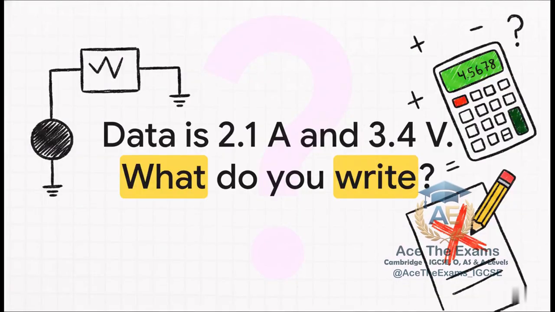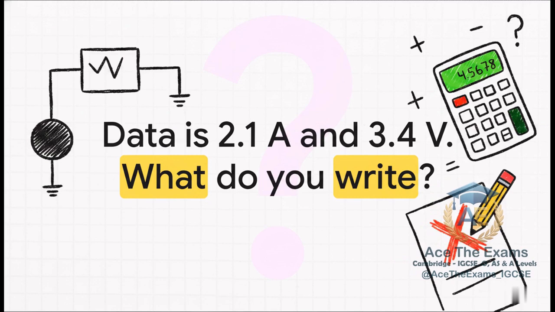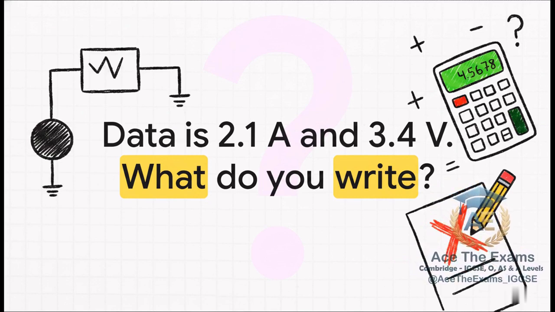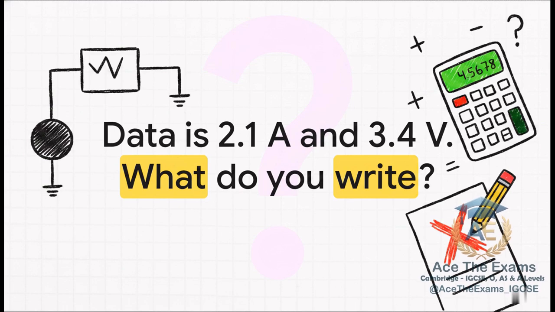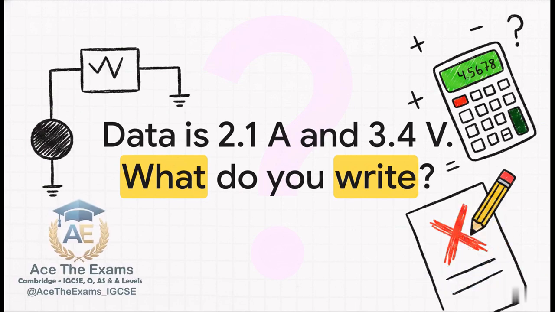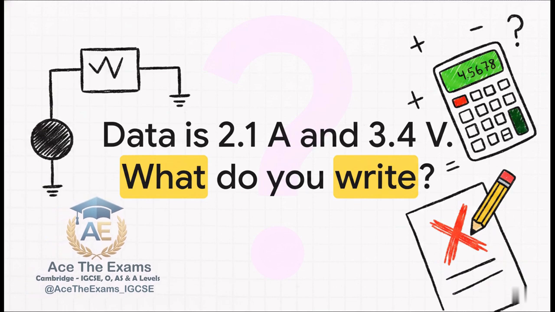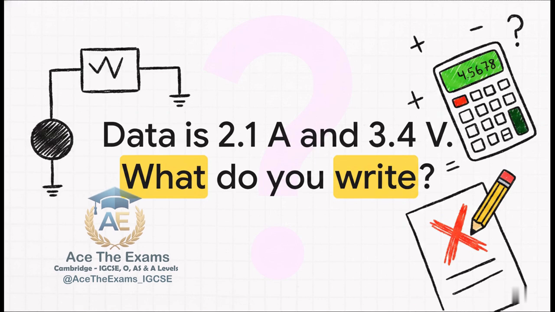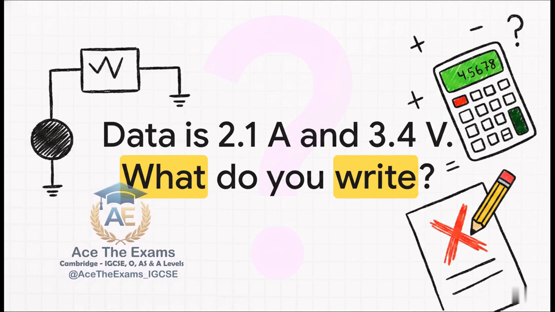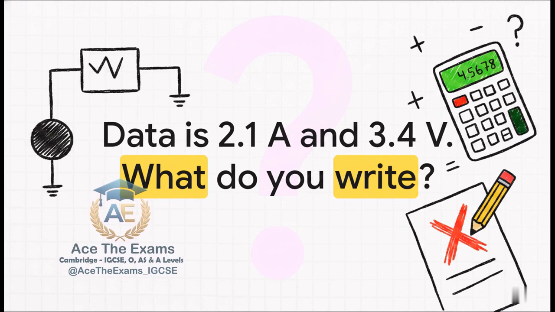Now it is your turn. It's time for a Spot the Error challenge. I want you to mentally pause and predict what you do right here. You've done the math, and your calculator screen is shining brightly with the number 4.5678. But you look back at the question, and the data provided to you was a current of 2.1 amps and a voltage of 3.4 volts. If you write down 4.5678 on that final answer line, the examiner is going to strike it right out. Why? What is the hidden trap here? Take a second to think about it.